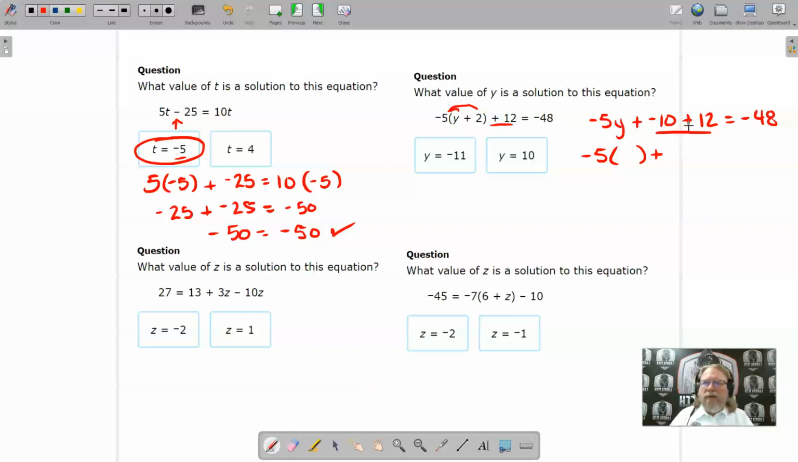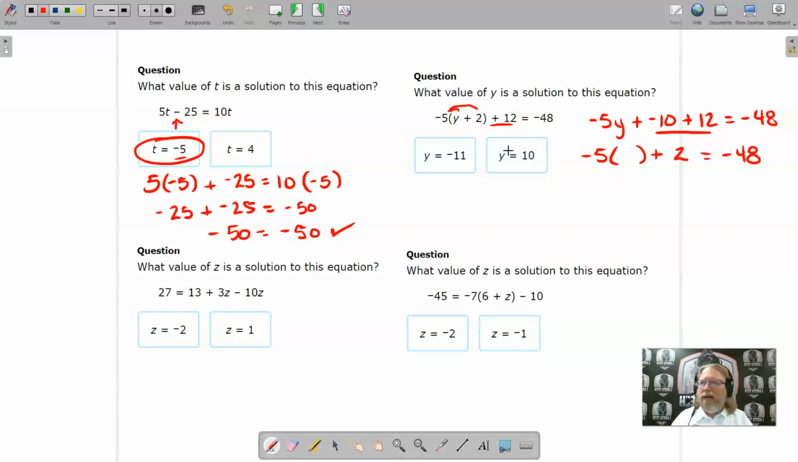So it's a negative number being added to a positive number, so we know I actually have to subtract. We'll take this greater absolute value of 12 and subtract 10 and get 2. And the 12 has a greater absolute value than the negative 10, so the 12 is going to win out. That means that 12 is positive, so our answer is positive, equals negative 48.